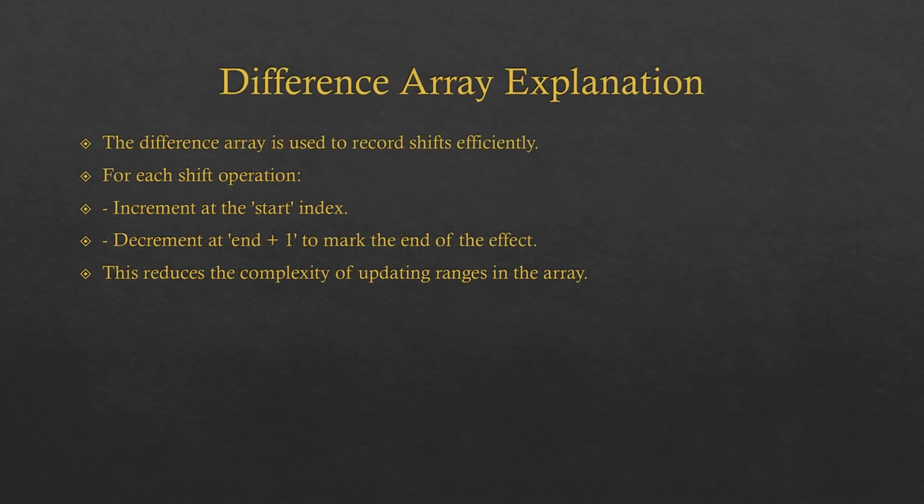Let's now understand how the difference array helps. Instead of applying shifts directly, which could be slow, we record changes in the difference array. For a shift from index start to end, we increment the start position and decrement the position just after end. This approach allows us to track all changes efficiently and compute the final result later.